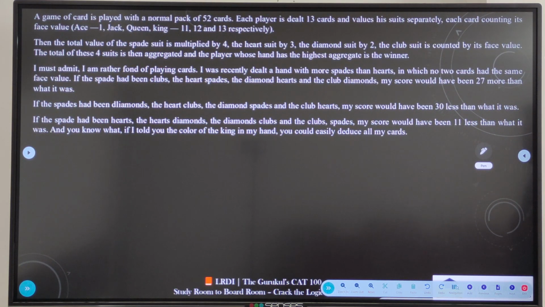Then the total value of the spade suit is multiplied by 4, the heart suit by 3, the diamond suit by 2, the club is counted by its face value. The total of these 4 sets is then aggregated and the player whose hand has the highest aggregate is the winner. So we are multiplying, and some story related to multiplication is happening.